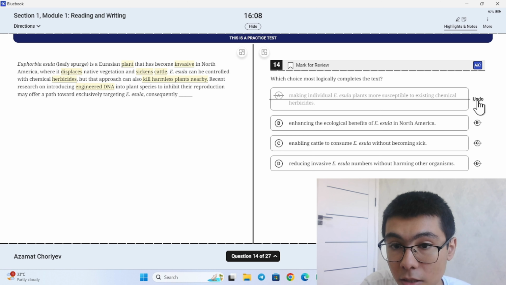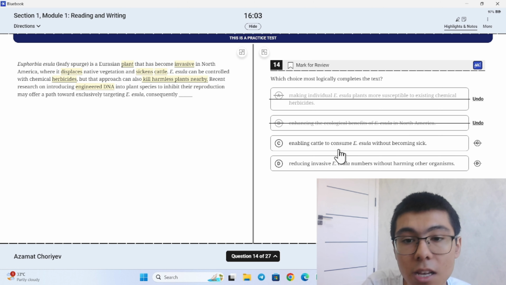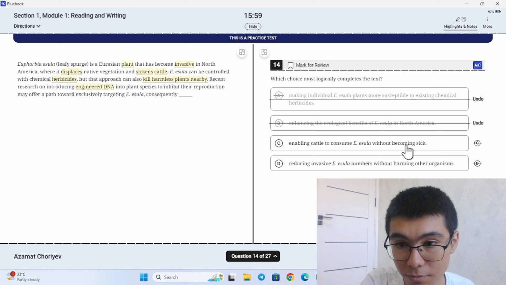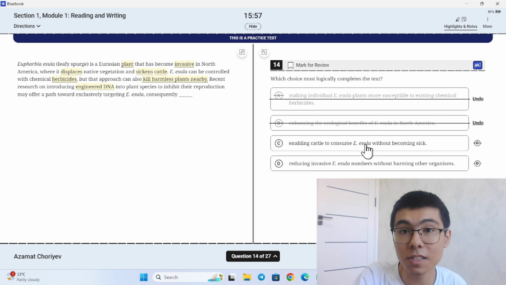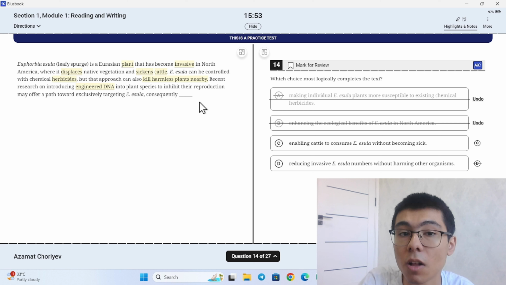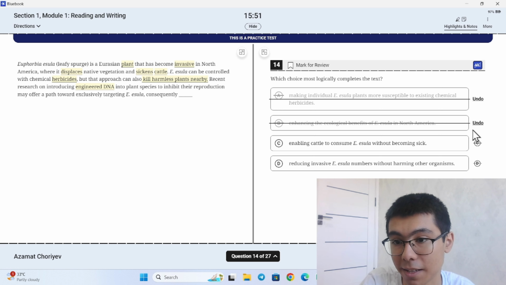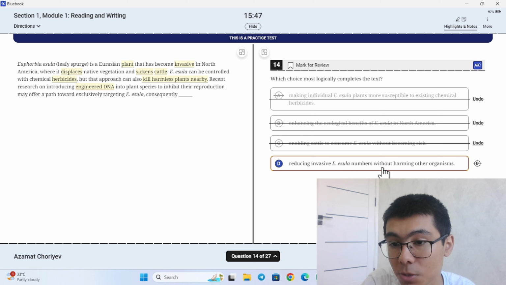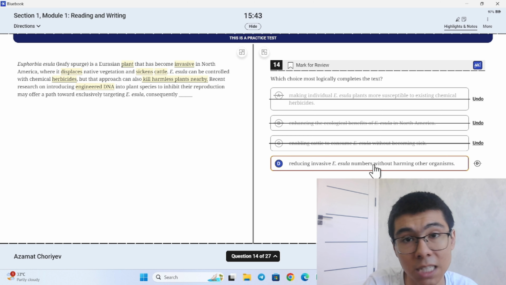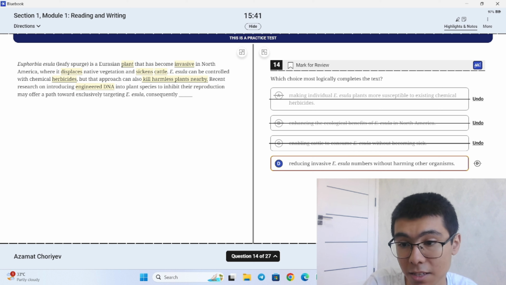So A is wrong. Enhancing ecological benefits, nothing about ecological benefits. Enabling cattle to consume without being sick. Being sick is already solved by chemical herbicides. We want to solve the problem of killing harmless plants. So C is wrong. Reducing invasive numbers without harming other organisms? Exactly. This is an exact paraphrase of killing harmless plants nearby.